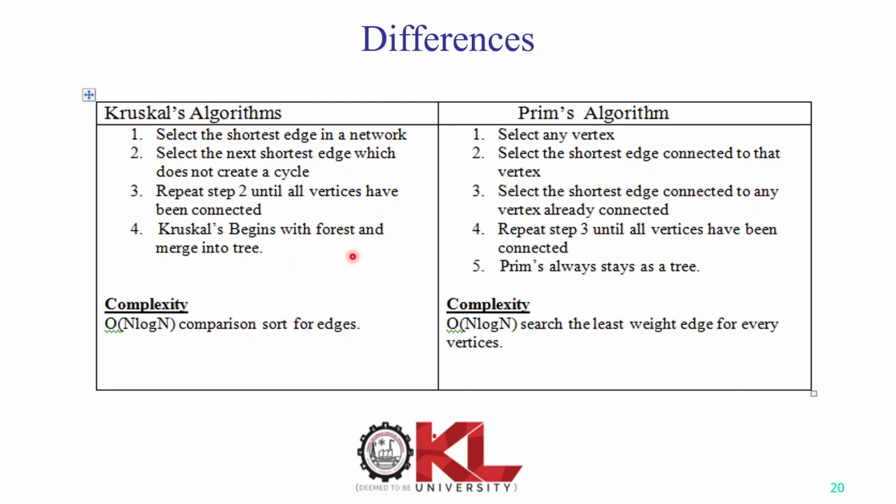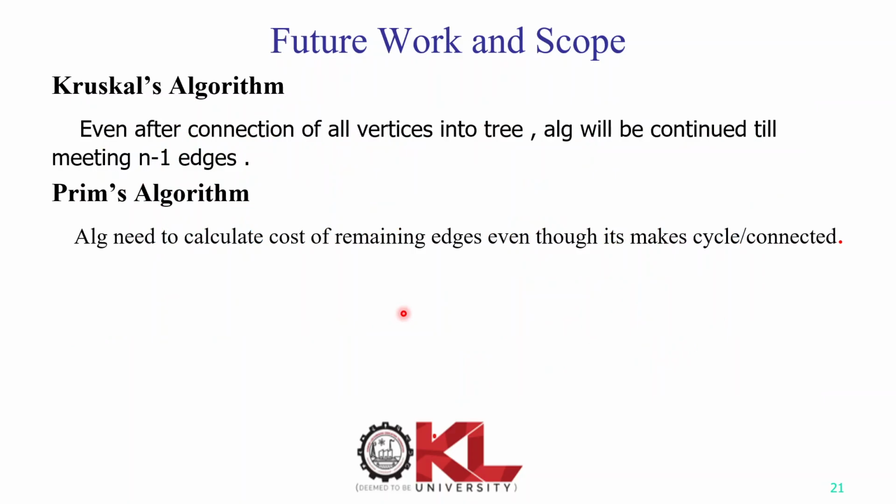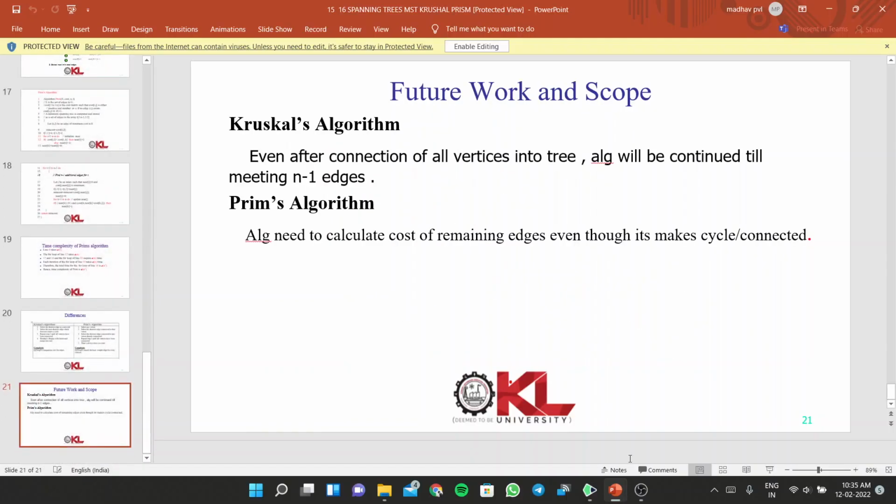Kruskal's begins with a forest and merges into a tree. Prim's always starts as a tree. Order of n log n. In this way we can see the differences between Kruskal's algorithm and Prim's algorithm.